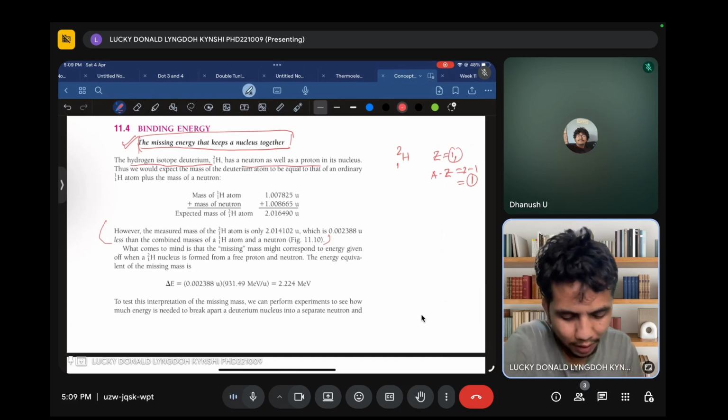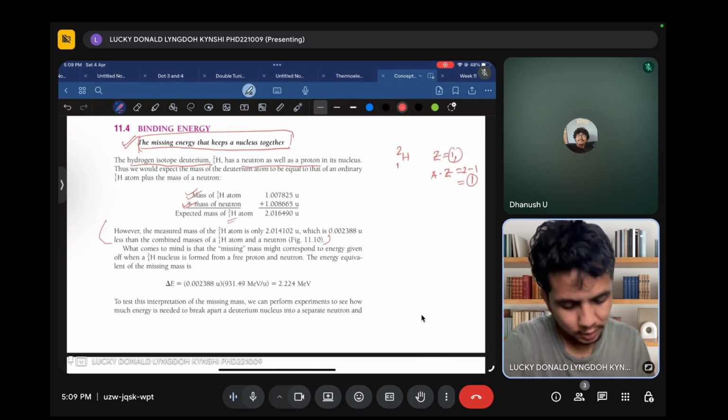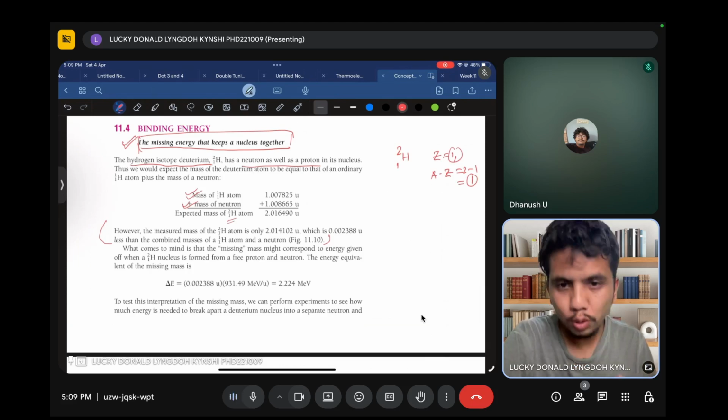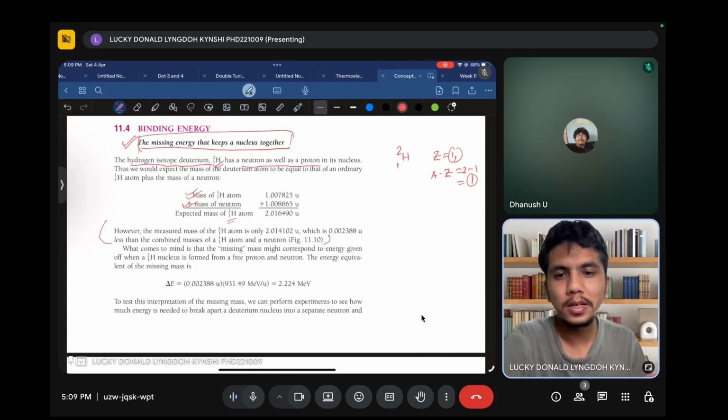So we would expect that when you add one hydrogen plus one neutron, you should expect the mass to be the same, correct, because you are adding one proton and one neutron to form this 2H1. Ideally you would expect the mass to remain the same.